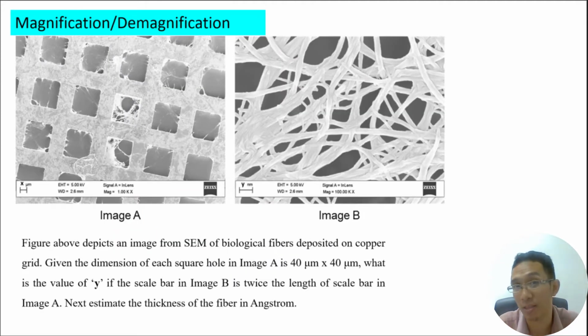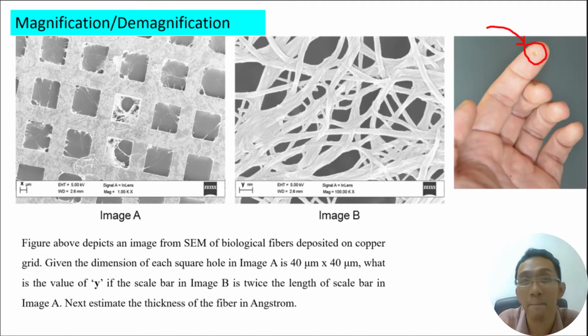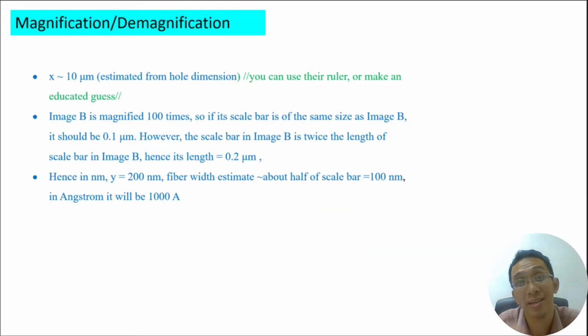Let's do another practice. Image A here shows a nanofiber on a copper grid visualized under a scanning electron microscope. How big is this copper grid in real life? It is this big. On this grid, there are many holes and each hole is 40 micrometer by 40 micrometer. Your task now is to find what is the scale bar of image A and image B, and finally estimate the fiber thickness in angstrom. Again, pause this video and try it yourself. And this is how you find the answer.